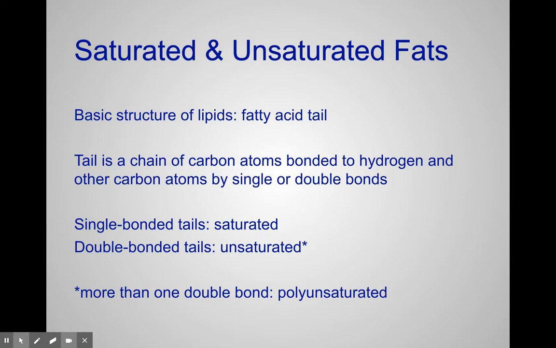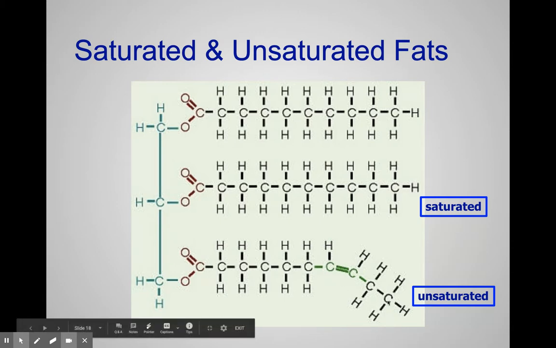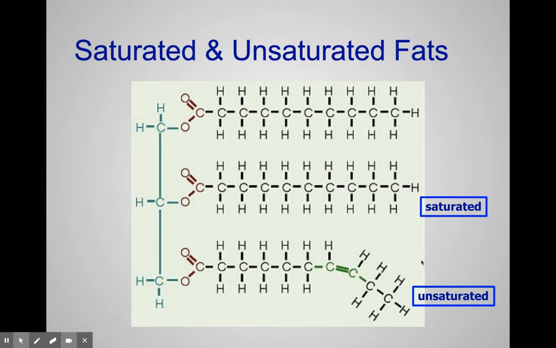I know that's a little confusing, but let's look at this picture. Here we have this triglyceride. Remember, we said it's shaped like an E. So here's our E shape. Notice these are all single bonds, so those are considered saturated. However, this one has a double bond right here, so that's unsaturated. If we had an additional double bond somewhere in this chain, then it would be polyunsaturated, but it's still unsaturated.